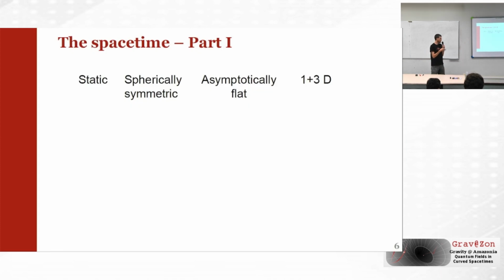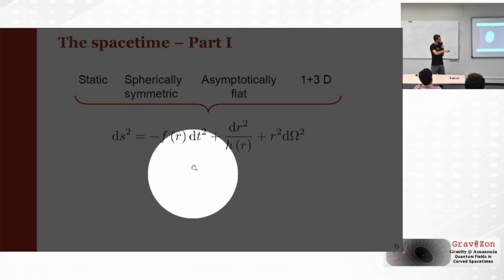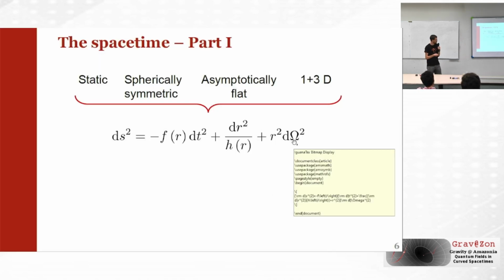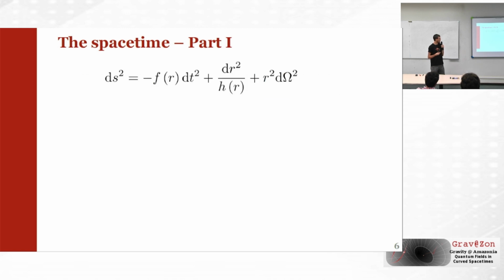Before we do that, we have to state which kind of spacetimes we are considering. We will be considering spacetimes that are static, spherically symmetric, asymptotically flat, and 1+3 dimensional. Under these conditions, any generic spacetime can be written with the following line element, where d omega squared is the usual line element on the two-sphere. We will further require the metric functions f and h to be at least C2 smooth. That means their first and second derivatives are continuous.